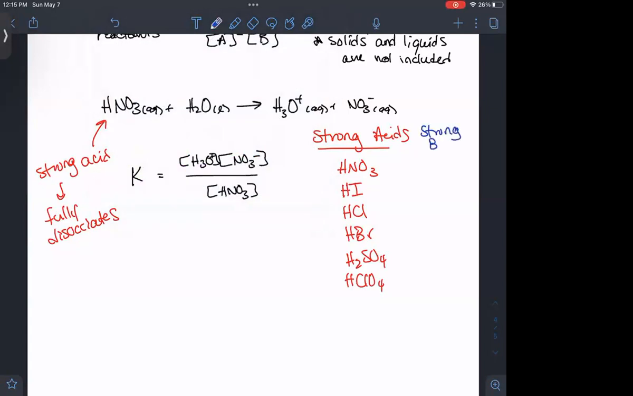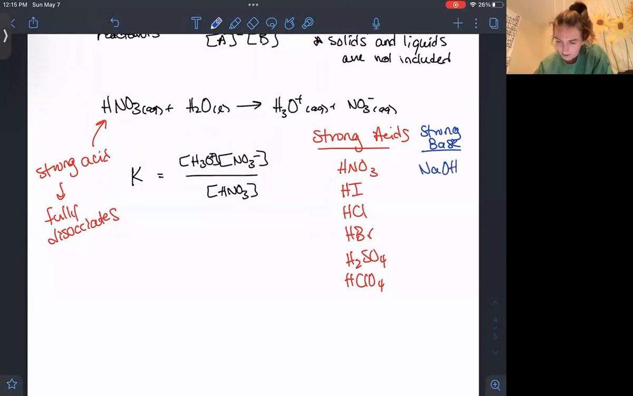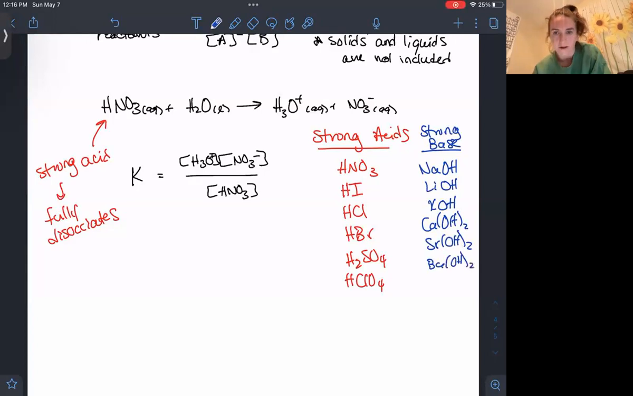Yep, so we have NaOH, lithium OH, and potassium OH. We have calcium hydroxide, strontium hydroxide, and barium hydroxide. So you should memorize your 6 strong acids and your 6 strong bases. On the periodic table, I always know the 6 strong bases because they go like this: lithium, sodium, potassium, calcium, strontium, and barium. If you look at them on your periodic table, boop, boop, boop.